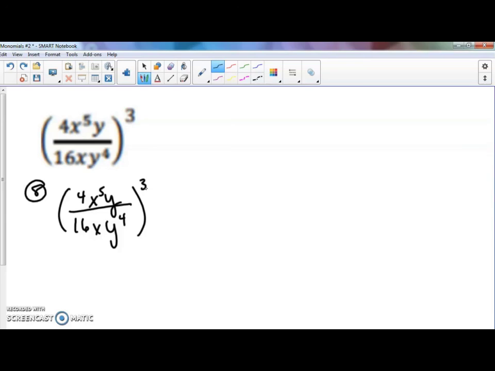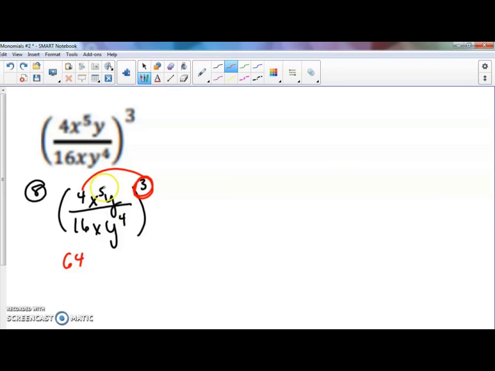So you can do what's inside the parentheses first and divide. But sometimes if you divide first, you end up having to simplify again. So rather than having to simplify again, I always like to do it with my parenthesis by getting rid of that exponent first. So I'm going to raise everything in this parenthesis to the third power. So I'm going to raise 4 to the third power. So that's going to be 4 times 4 times 4, and that gives us 64.